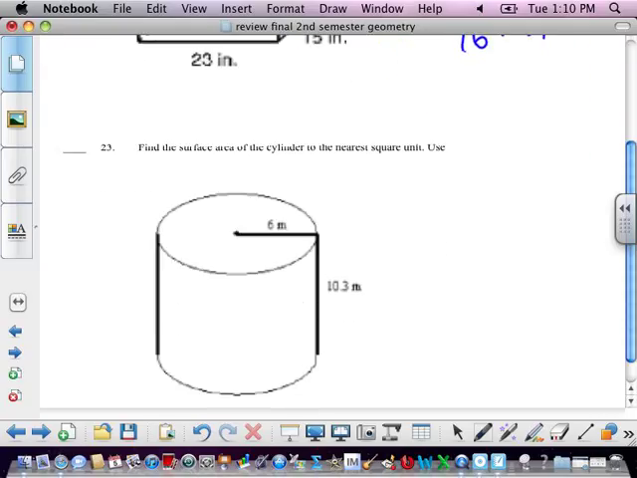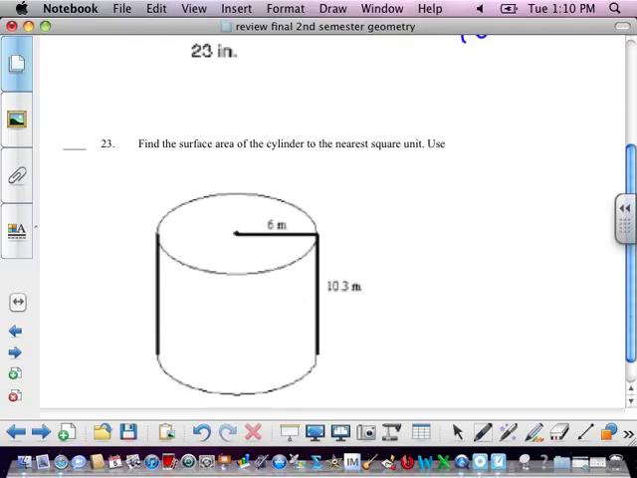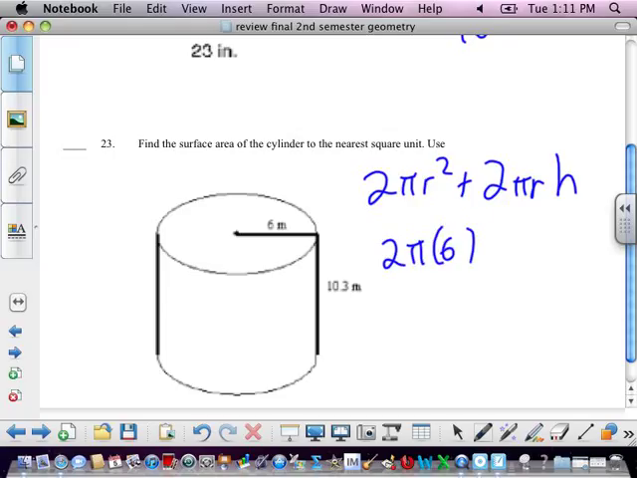Okay. Find the surface area of the cylinder to the nearest square unit. We're going to use 3.14 as pi. This is, again, number 23. Okay, so we were trying to find the surface area. So that's 2 pi r squared plus 2 pi r h. So that's 2 pi times 6 squared plus 2 pi times 6 times 10.3.